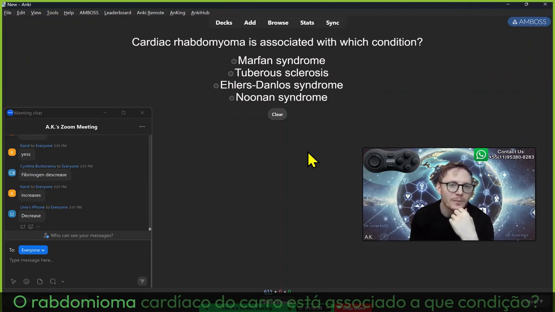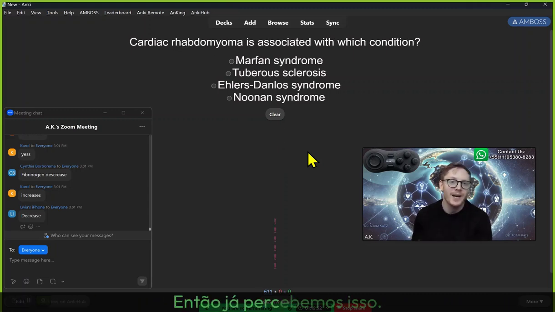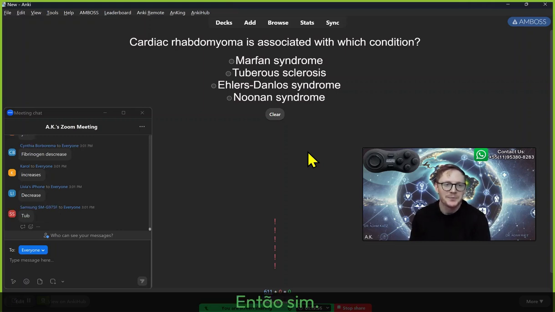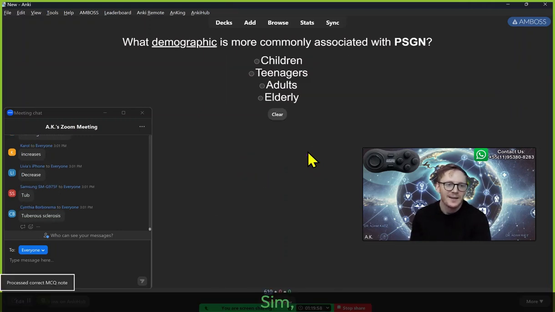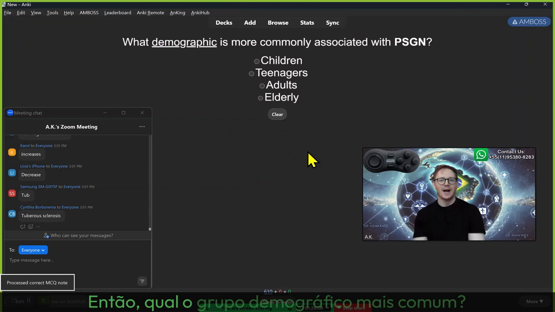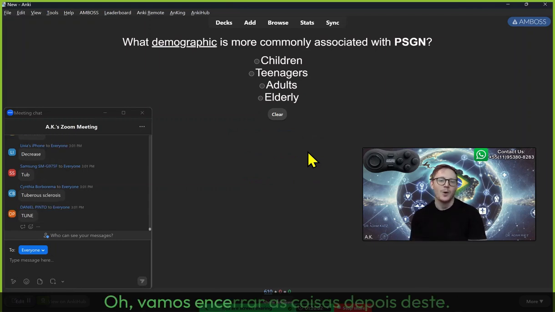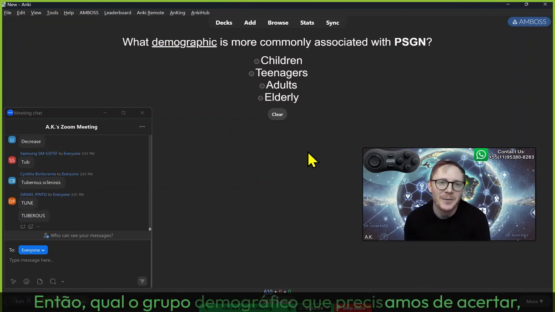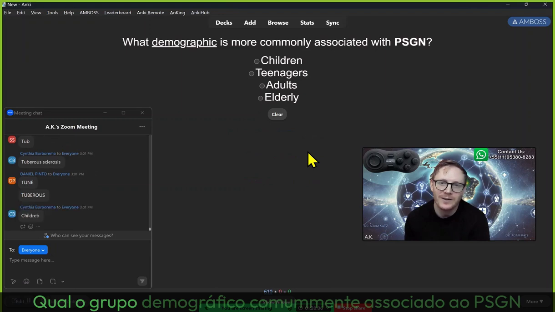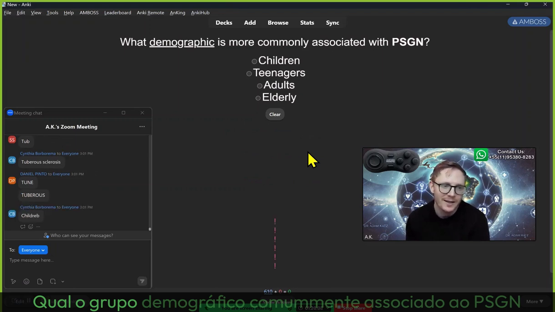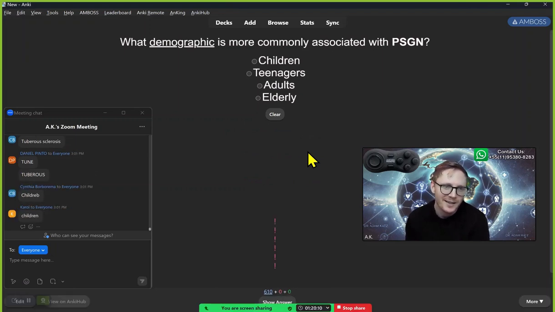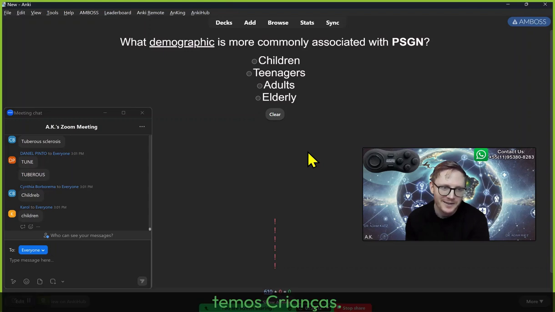Cardiac rhabdomyoma is associated with which condition? We got this already. You guys know this already. Oh, we'll wrap things up after this one. Which demographic is commonly associated with PSGN? Children. We got three answers.